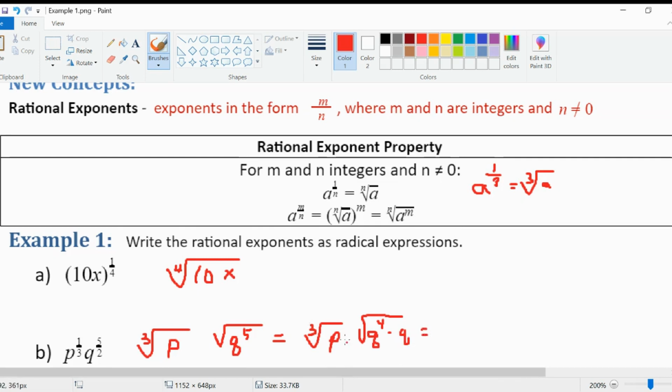So you have a cube root of p still, and the square root of q to the 4th is going to be q squared, so that's q squared times the square root of q. So there's that one q left in there that we cannot remove. But there would be our radical form of that exponent.